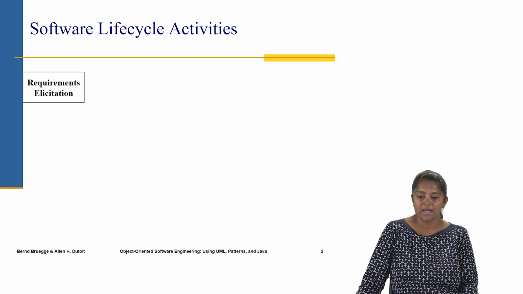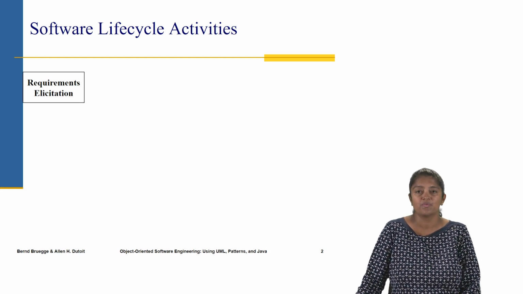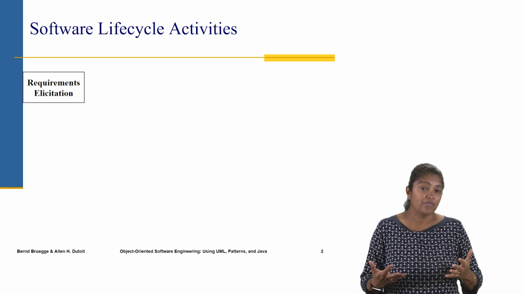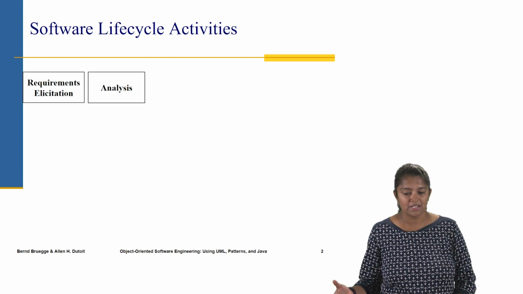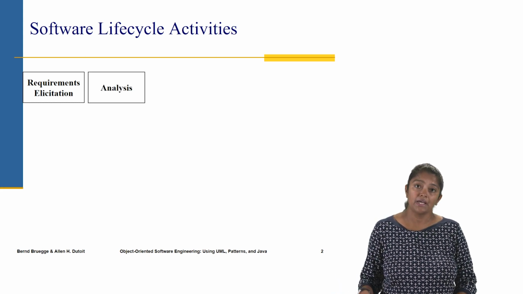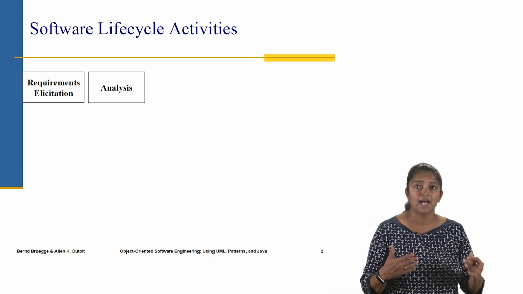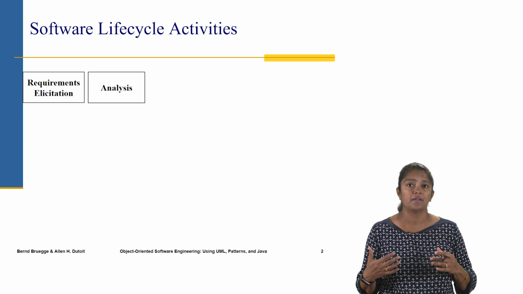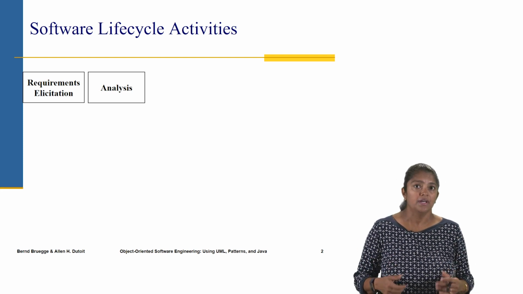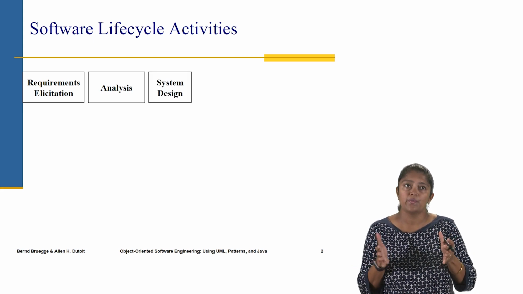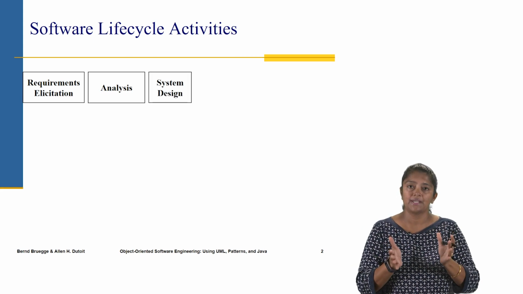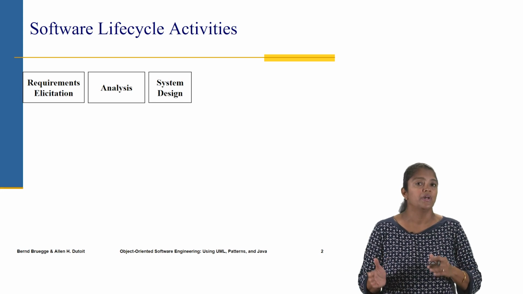Typically the very first thing that we start with is requirements elicitation. This is where we are getting all of the requirements from the client. Then we take those requirements and analyze them and further understand them, and if clarification is needed, get clarification from the client.